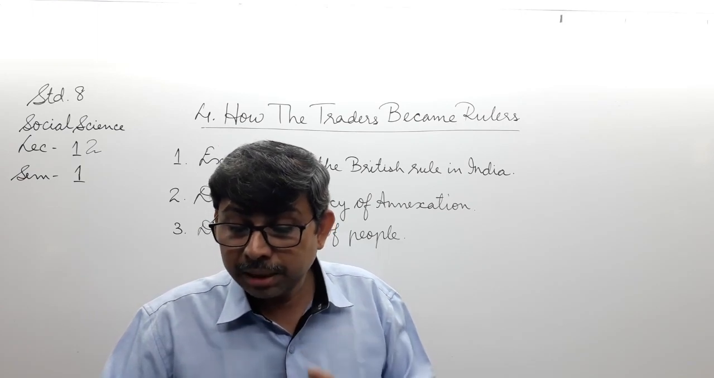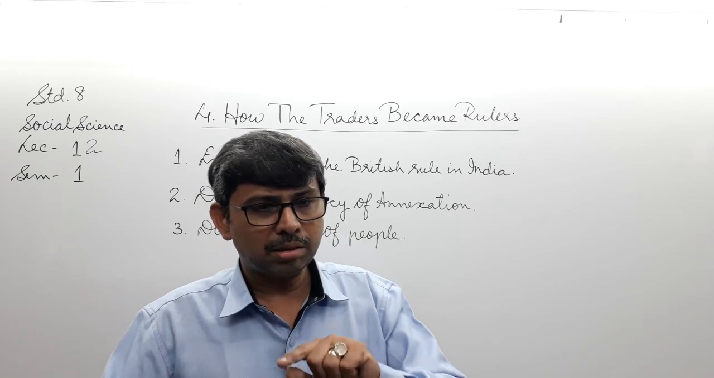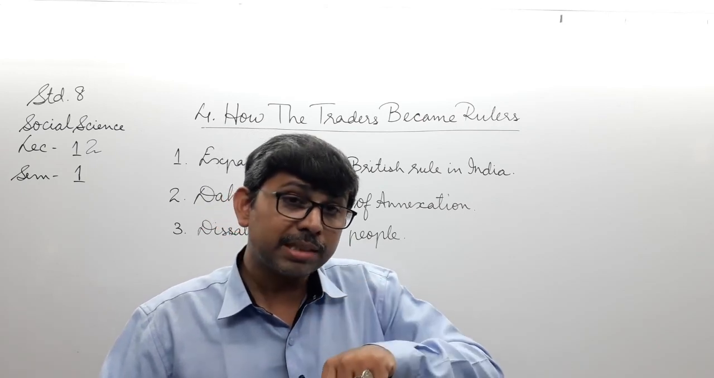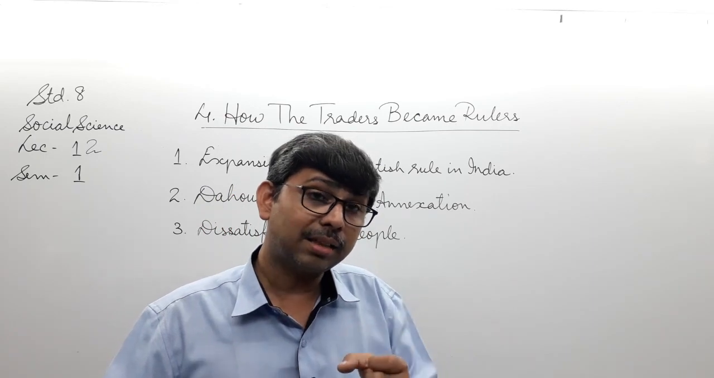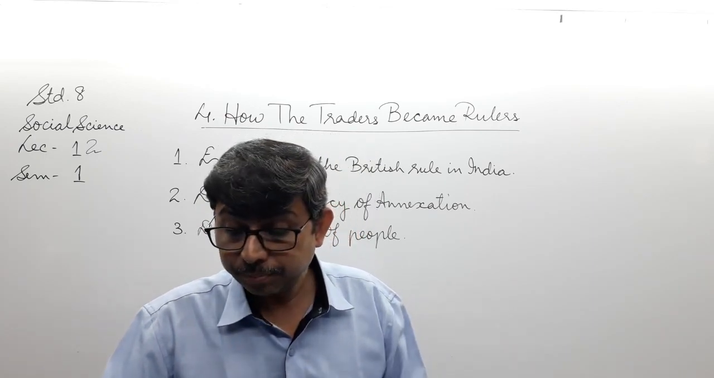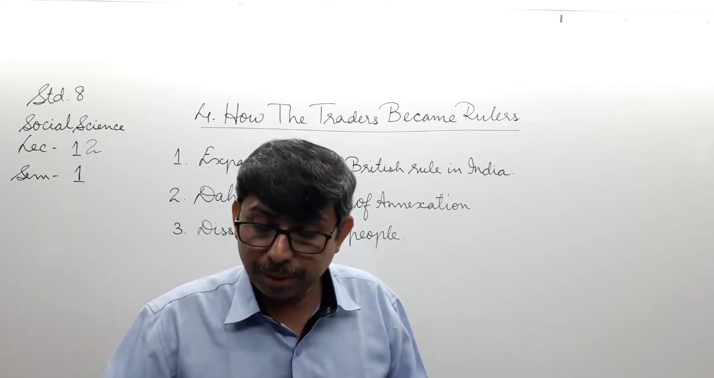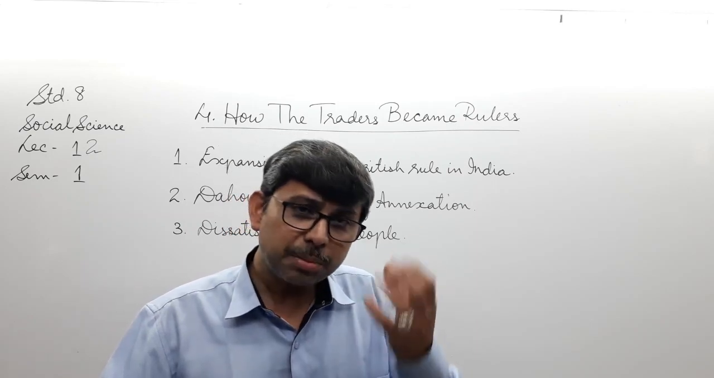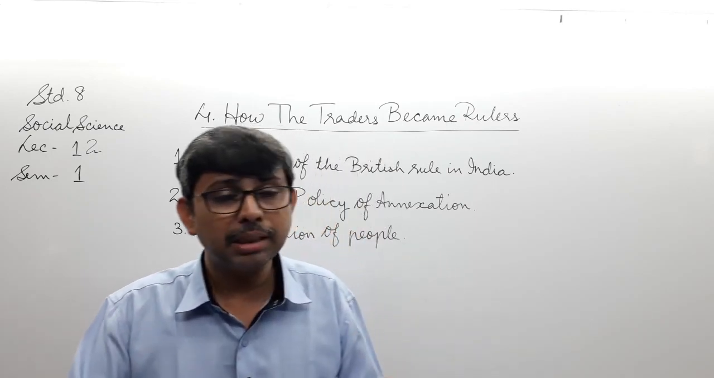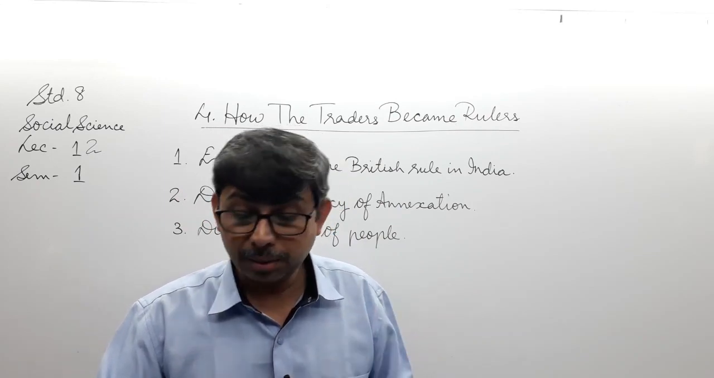They annexed many states under the same excuse, giving the same excuse that the ruler is inefficient in administrating his kingdom. They annexed the territory or the kingdom. Thereafter, Burma, which is now called Myanmar, and the regions of Punjab were also annexed. Forcibly they took it away, giving this reason that they are not able to control or administer the state properly.